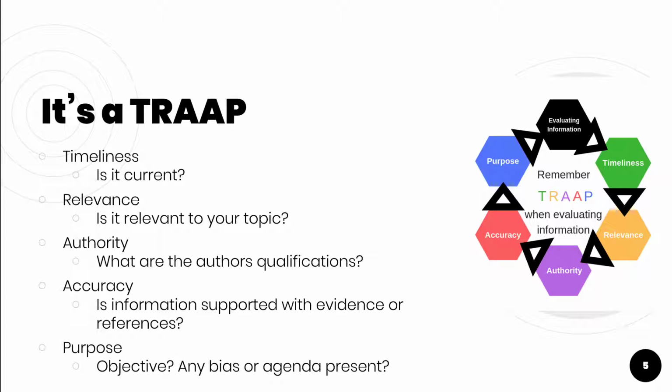Finally, purpose. Why was this information created? So is it objective? Is there any bias or agenda present? Other questions you might ask: what is the purpose of the information? Is it to inform? Is it to teach? Is it to sell? Is it to entertain? Or is it to persuade? Is the information a fact? Is it an opinion? Or is it a propaganda piece? Does the point of view appear objective and impartial? And are there political, ideological, cultural, religious, institutional, or personal biases?